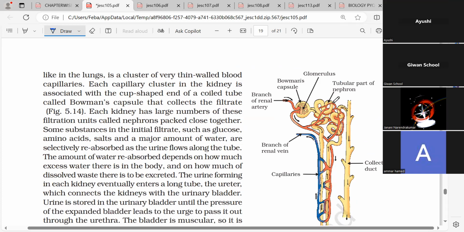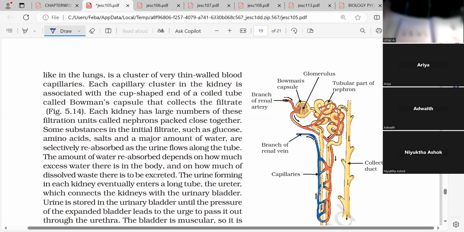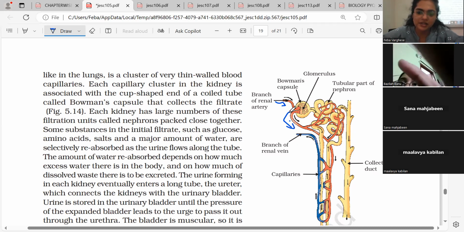Where does filtration happen? In the glomerulus. What is glomerulus? It's a network of blood capillaries, and it is placed in a cup-shaped depression called the Bowman's capsule. Right? Now, the blood flows into the glomerulus through the renal artery, and it flows out of it through the efferent arteriole.